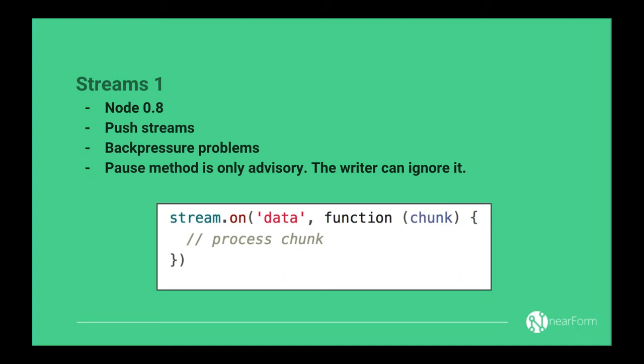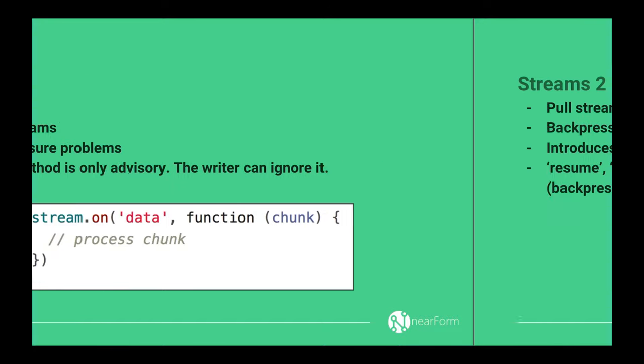The stream could completely ignore it. The developer could say, oh no, I'm not implementing it, and you wouldn't know. So the pause method was only advisory. This caused a lot of backpressure problems and stability problems for applications using Node 0.8 in production. That was a huge issue. Because of that, we got Streams 2.